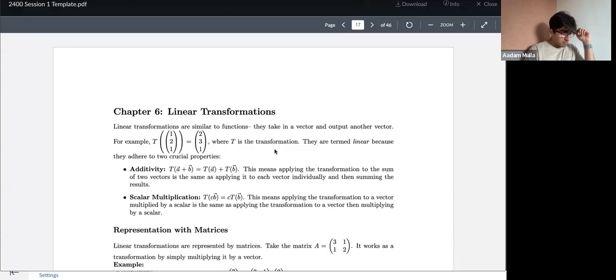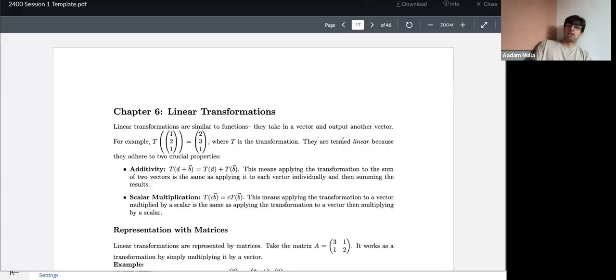A linear transformation is something that takes in a vector and outputs another vector. A linear transformation could be a machine that doubles all the elements of your vector. So we'll take in the vector (1, 1) and output the vector (2, 2). Here's an example: T would be your transformation. It's kind of like a function. It takes in a vector and outputs another vector.